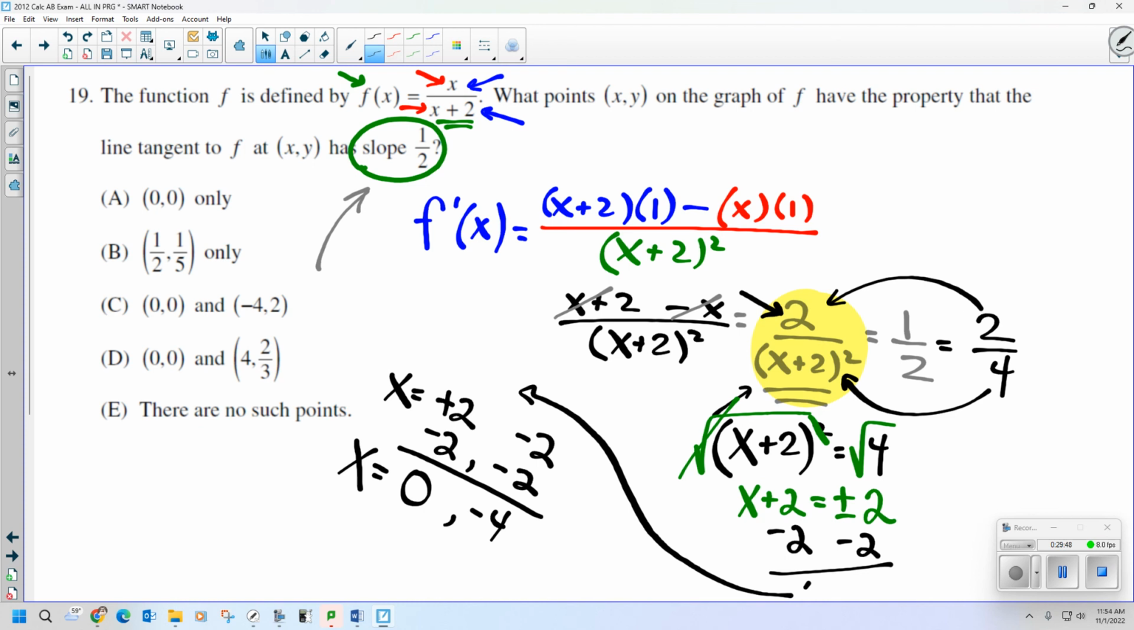there is only one option that gives me an x of both 0 and negative 4, and that's choice C. Okay, 0 and negative 4, that's choice C. So that was 19. I mean, that wasn't bad. It almost seemed like a free response question type of answer, okay? Almost seemed like that.